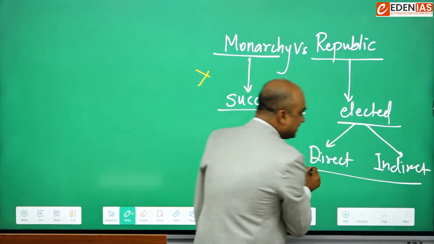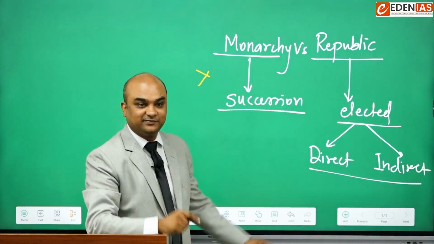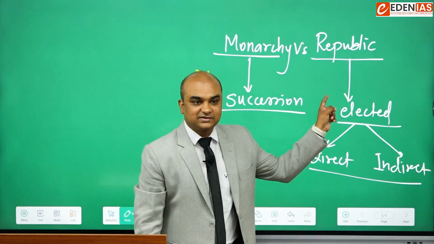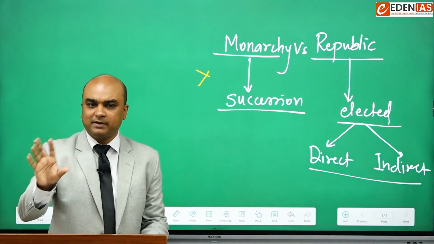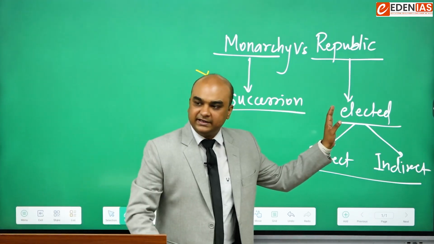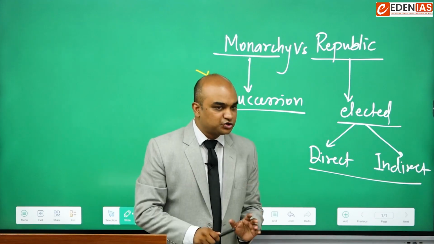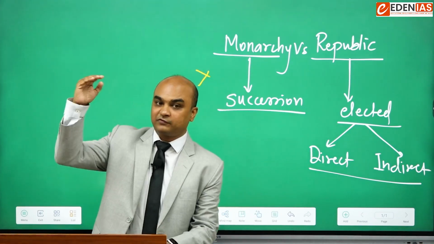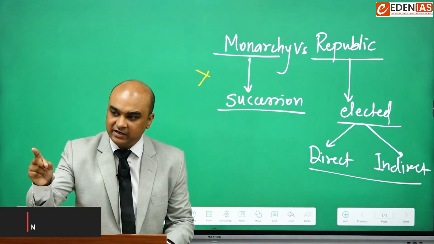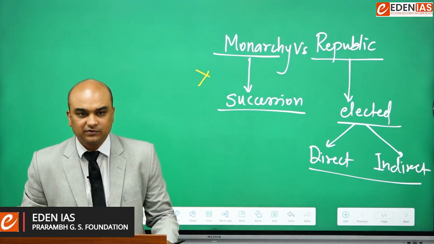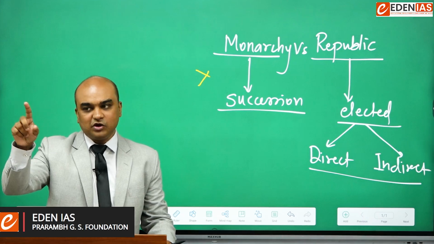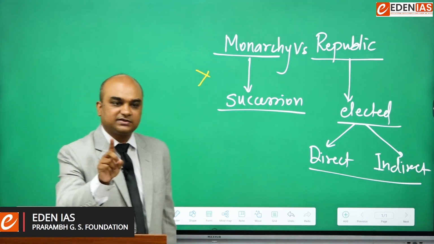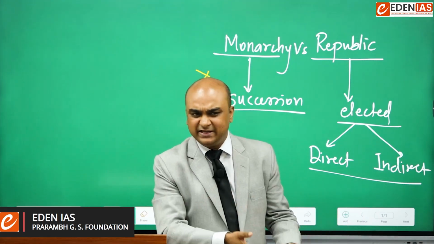It could be anything, but what is the necessary condition? Election. Do you understand that? The head of the state is elected. Another way to put it is, a republic is a form of political arrangement in which the highest office of the land is filled via elections. Do you understand that? And anybody can fight the election to the office of the president, provided the person fulfills the eligibility criteria like age and other conditions.